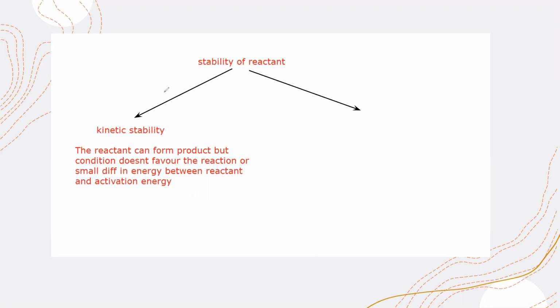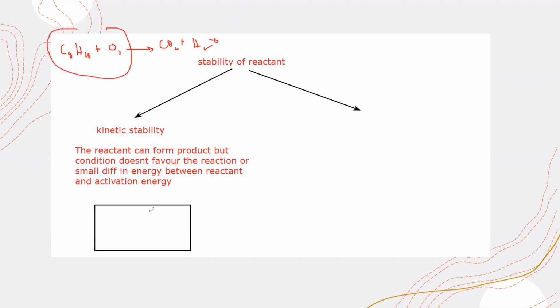An example of a kinetically stable reactant is the petrol or gasoline you use inside a car. What is the equation for this reaction? Gasoline or petrol is octane, which means C8H18. When you burn it in the presence of oxygen, it should give carbon dioxide and water vapor. But even though in a fuel tank or in the engine you have gasoline and you have oxygen, oxygen and petrol will not react with each other unless there is a slight change in conditions. The reactants can form a product, but still they are not forming a product. So we call this mixture of reactants kinetically stable, or having kinetic stability.